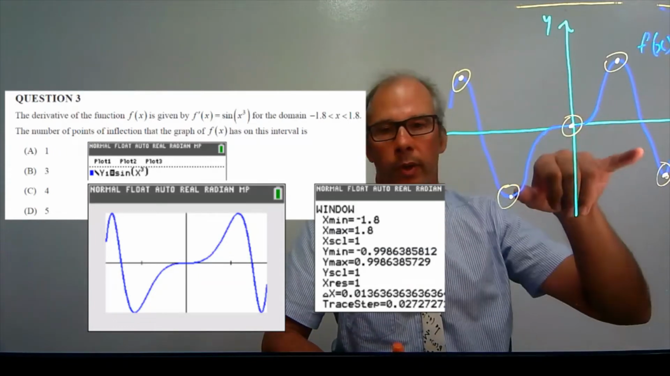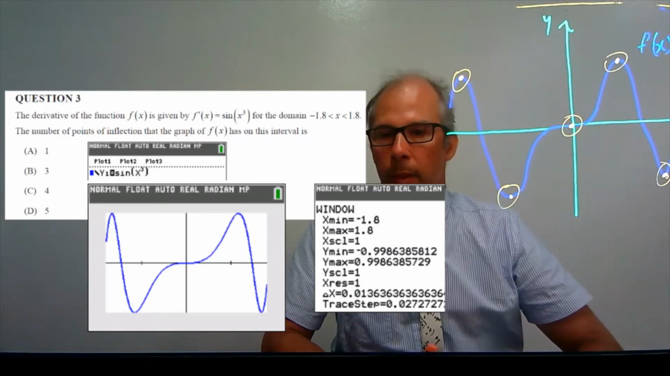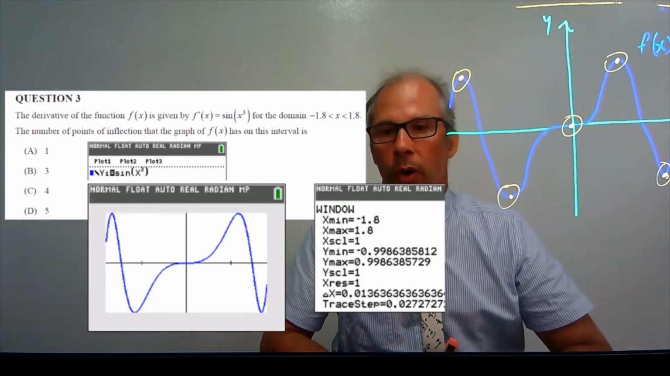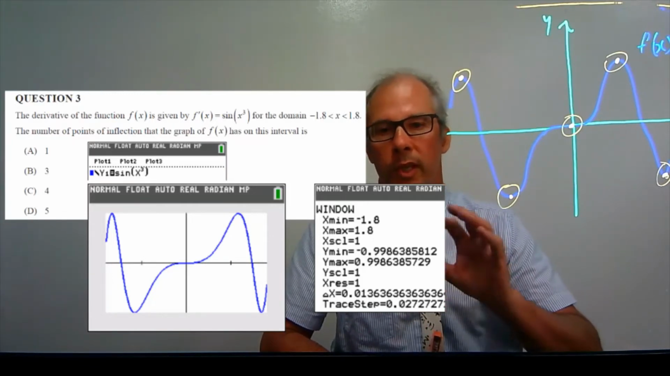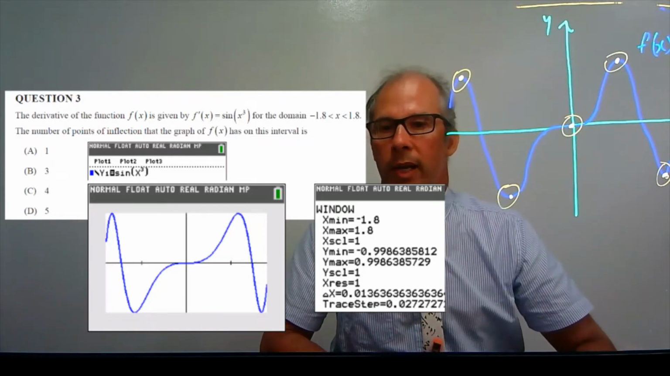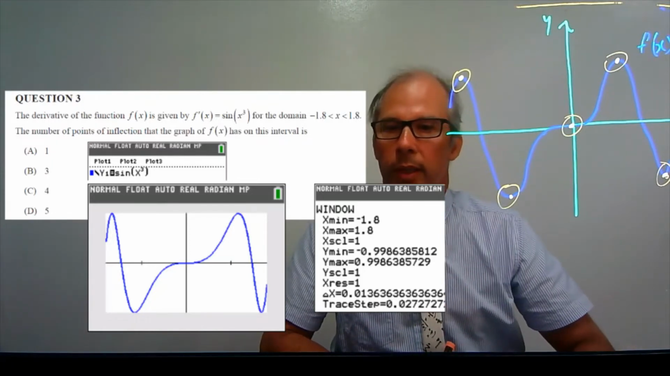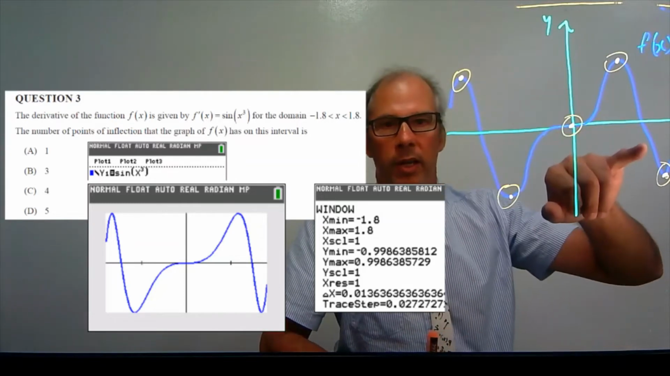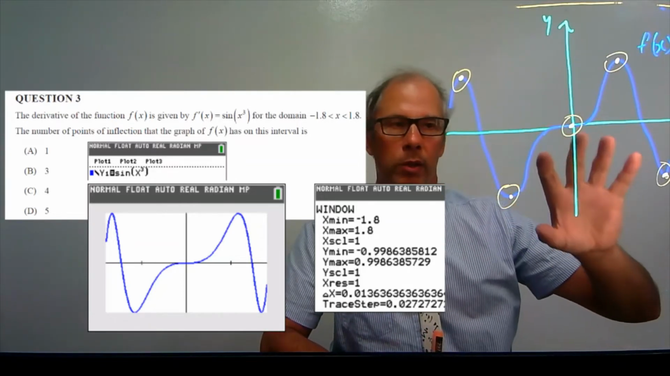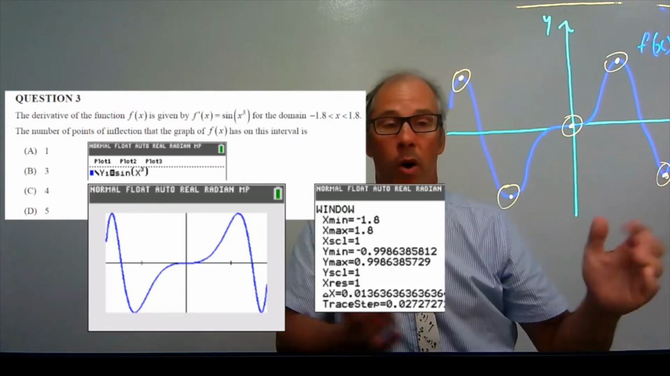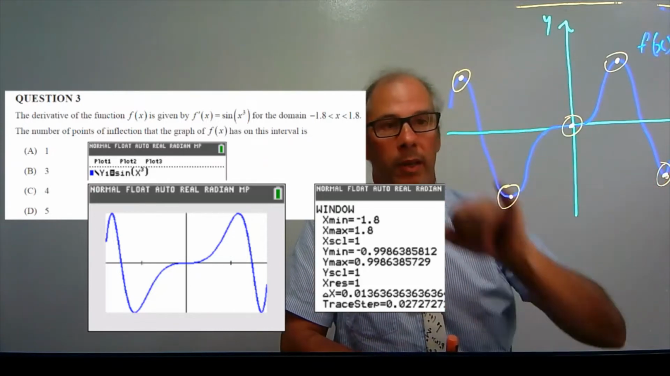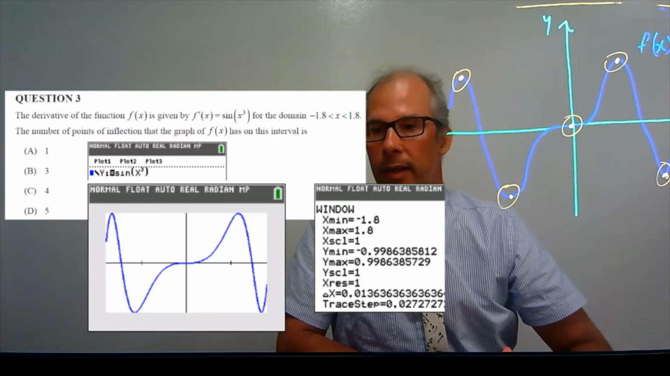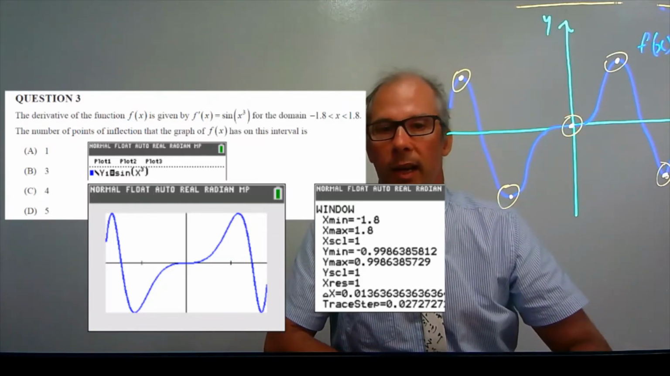I've tried to redraw it here, and I need to be aware that the points of inflection are going to occur at points where the second derivative is equal to 0, and there's a change in concavity in the curve at that point. So if I think about this as being the sketch of the derivative function, the points where the second derivative is equal to 0 are going to be there. I've circled them there. There are 1, 2, 3, 4, 5 of those, and that corresponds to answer D for question 3.